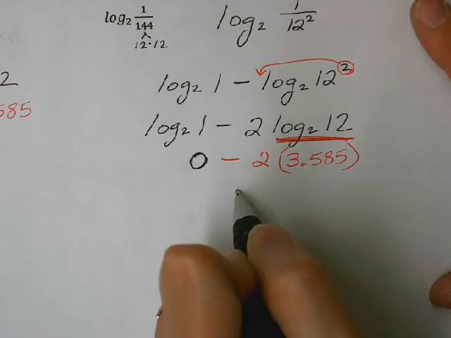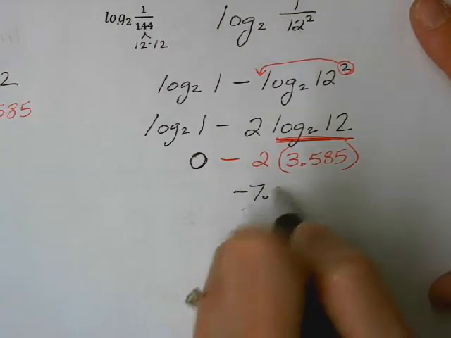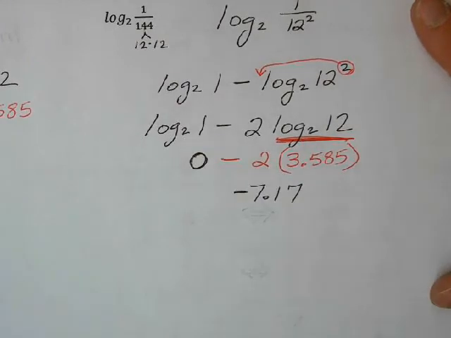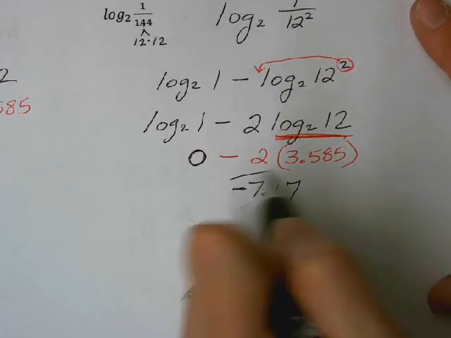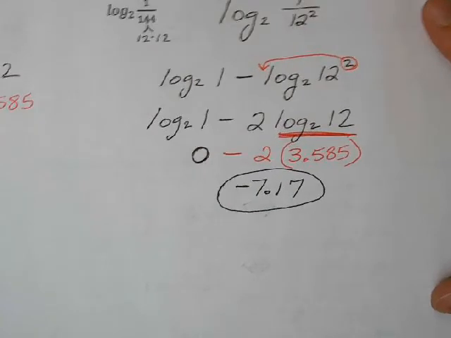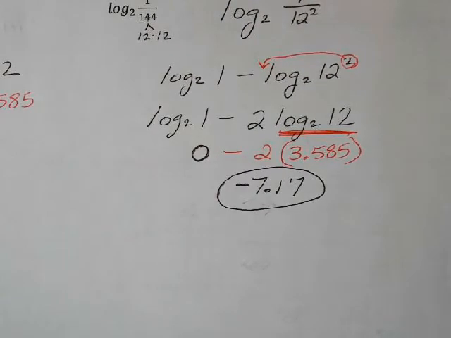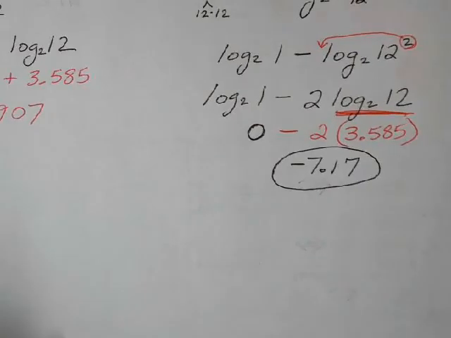So this one came out negative 7.17 is what I got. Just did it on my calculator. And it's the same on the last one.